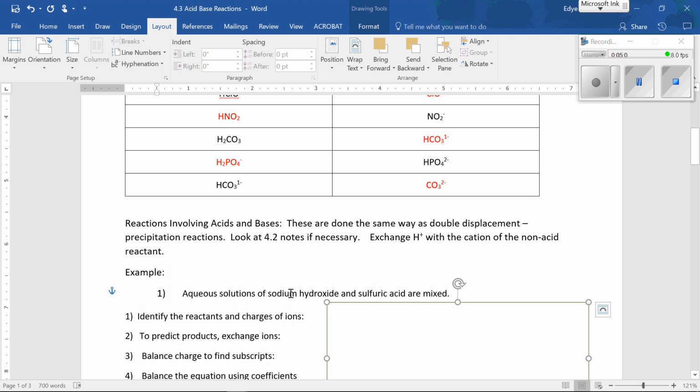So sodium and hydroxide, figure out what the ions are. I'm going to open this up in a moment and show you, but let's see if you can figure those out.